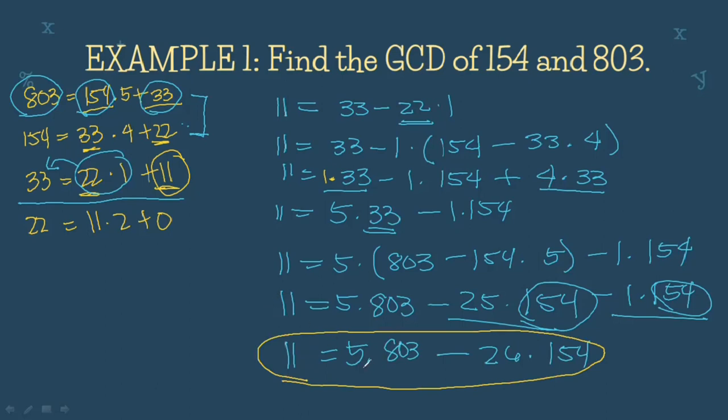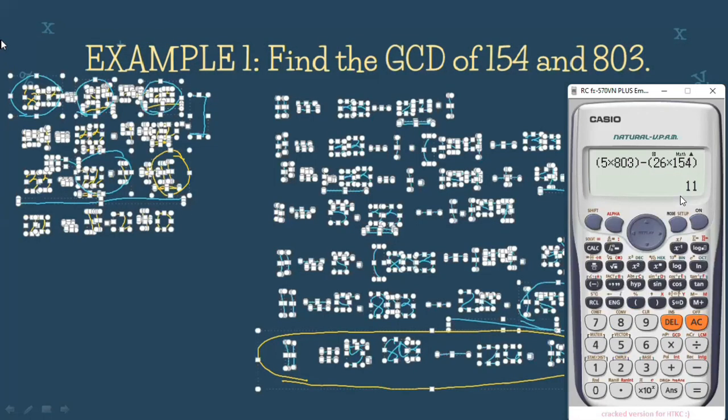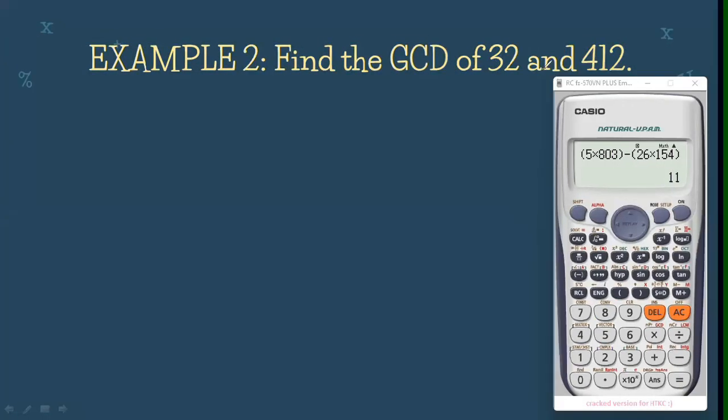Ngayon, i-check po natin kung ang 5 times 803 minus 26 times 154 is really 11. So, let's have our calculator po ulit. The quantity 5 times 803 minus the quantity 26 times 154 should have an equivalent of 11. Opo. So, 11 po. So, meaning to say, yung linear combination po natin is tama. For our next example naman po, we have the problem, find the GCD of 32 and 412.